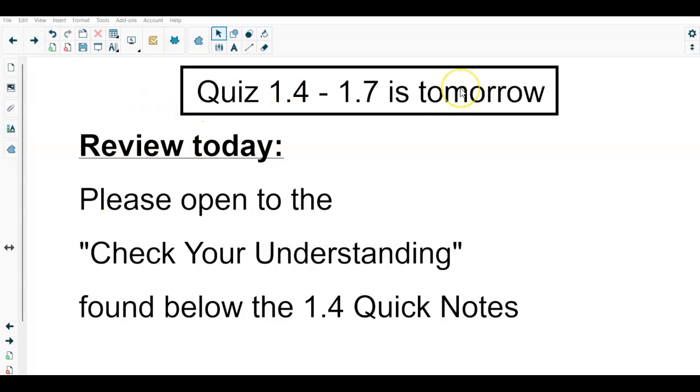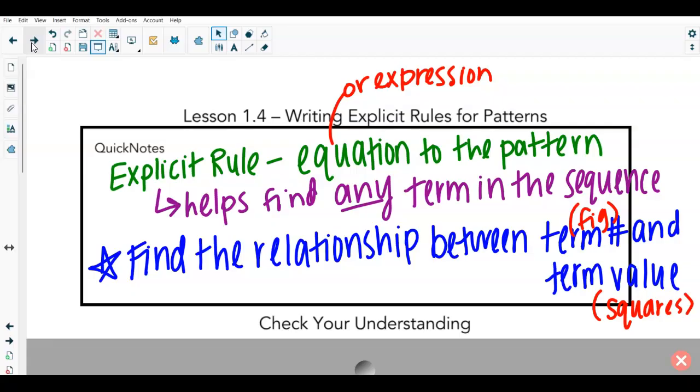Tomorrow you will have your quiz on lessons 1.4 to 1.7. So to review today, we're going to do all the check your understanding sections in those notes. You can open up to your 1.4 notes. The check your understanding will be below your quick notes. So take out your binder, take out your 1.4 notes, and you'll see this at the top. We're going to do the check your understanding below that.